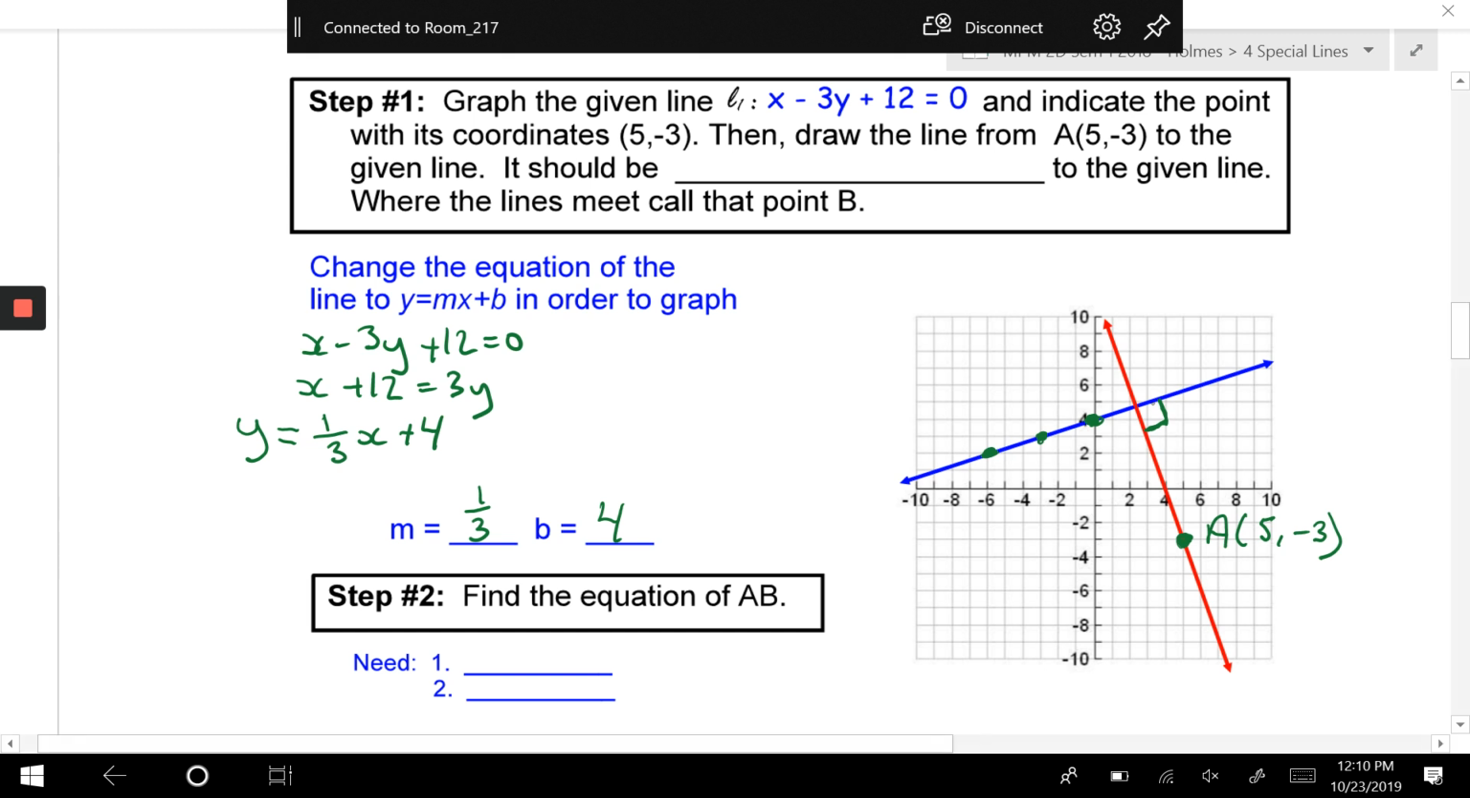Okay, and we're saying that where the perpendicular line meets is called point B. I'm going to identify that on my graph. And so in order to calculate the distance from A to B, I need to know what B is, but I can't figure out what B is unless I can figure out the point of intersection. In order to calculate the point of intersection, I need to know the equations of both lines, and I only know the equation of one line. So I need to calculate the equation of this line.